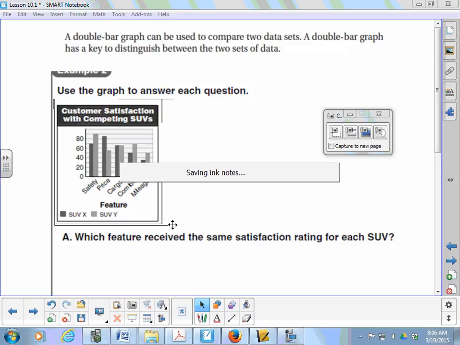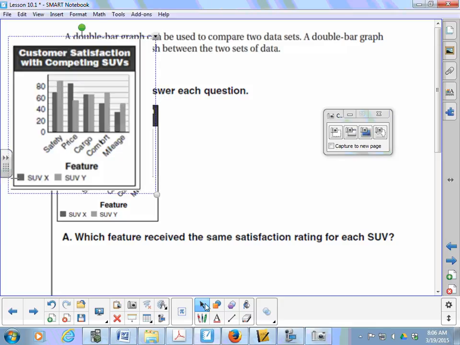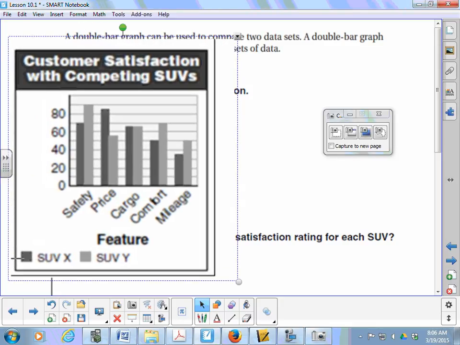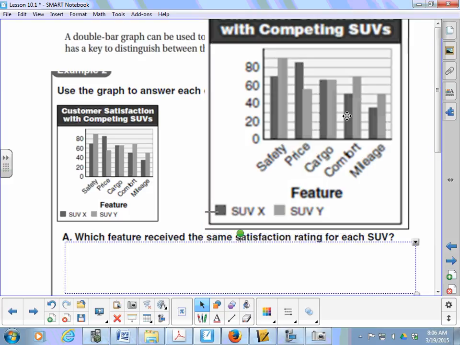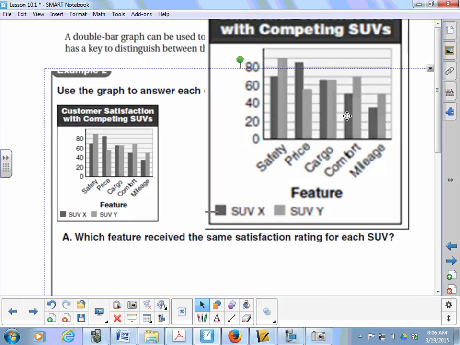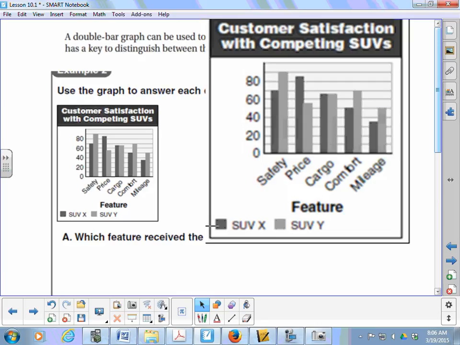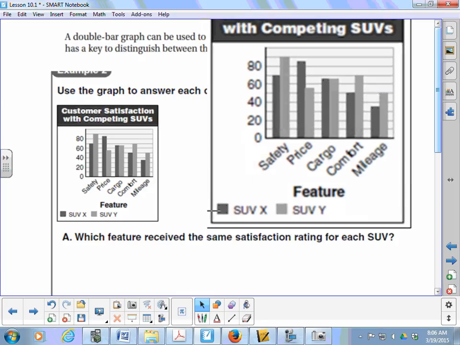Take a picture of it. Okay, so what's the dark one? Dark lines represent? Okay, all right. So we have two different SUVs here, X and Y. The darker line represents X. The lighter one represents Y.